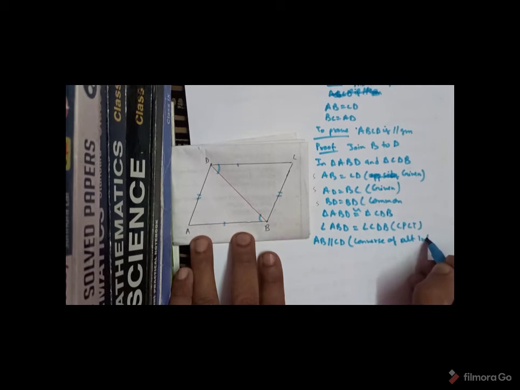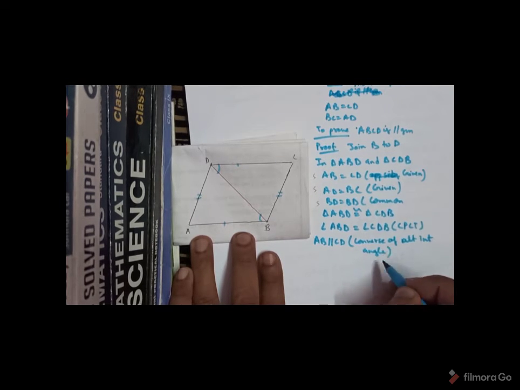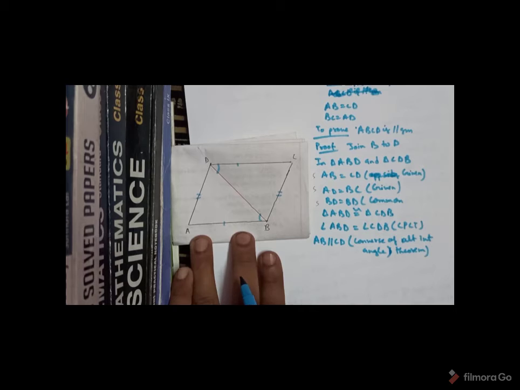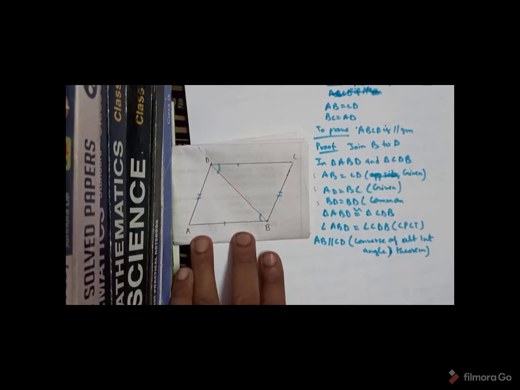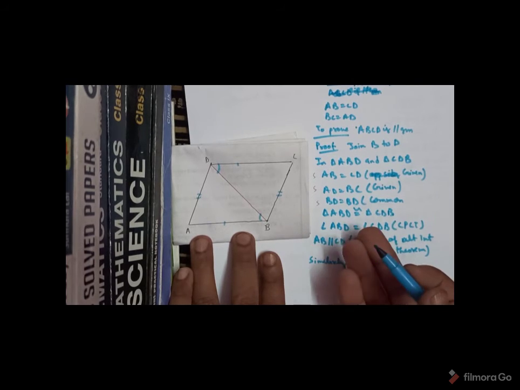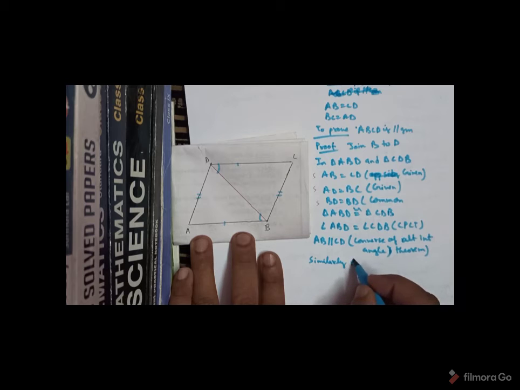Converse of alternate interior angle theorem states that if the alternate interior angles are equal, then the corresponding sides will be parallel. Similarly, we can also prove that BC is parallel to AD, or we can say from here also one side is parallel and equal. BC is parallel to AD, therefore we can say that ABCD is a parallelogram.